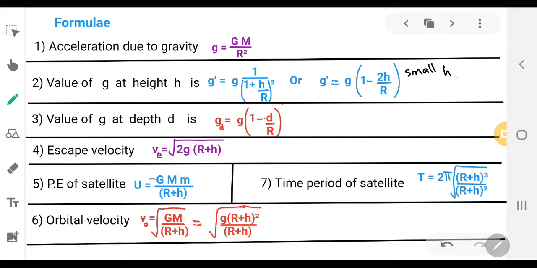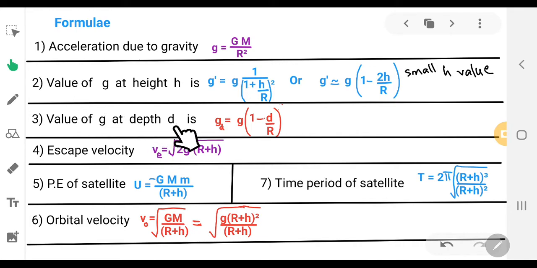For small h value, it means if the h value is very less compared to the R value, like 200 kilometers, 400 kilometers, where R is 6400 kilometers. With respect to that, if h is 200, then it will be considered as a small value. In that case, you can use this formula. If h is having a higher value, like 1000 kilometers, 1200 kilometers, 2500 kilometers, 3000 kilometers, then you can use the first one to calculate acceleration due to gravity above the earth's surface at some height.